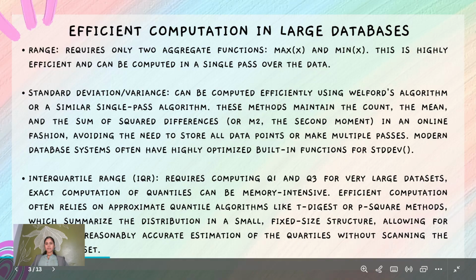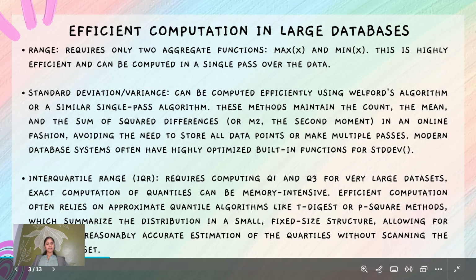Efficient computation in large datasets: range requires only two aggregate functions, max(x) and min(x). This is highly efficient and can be computed in a single pass over the data. Standard deviation can be computed efficiently using Welford's algorithm or a similar single-pass algorithm. These methods maintain the count, the mean, and the sum of squared differences, or M2, the second moment, in an online fashion, avoiding the need to store all data points and make multiple passes. Modern database systems often have highly optimized built-in functions for standard deviation.